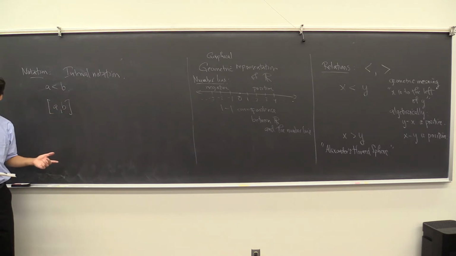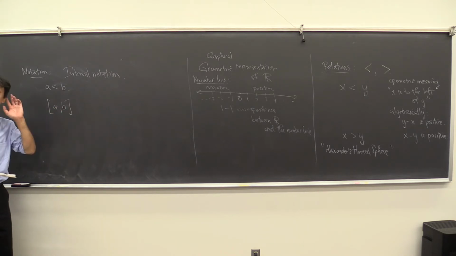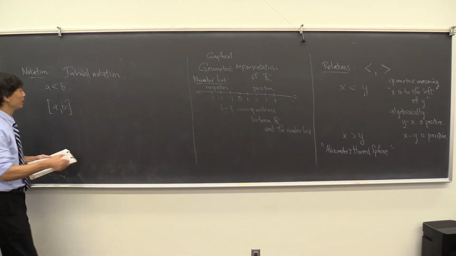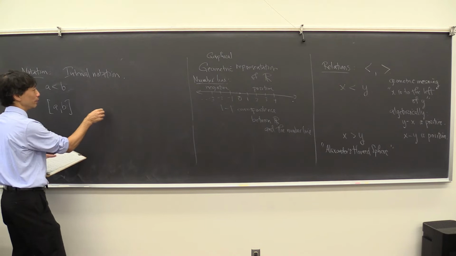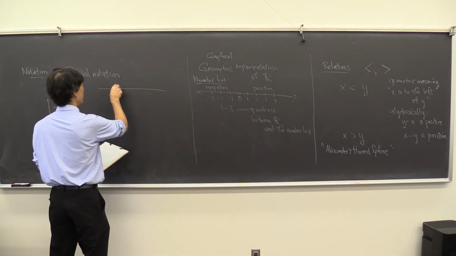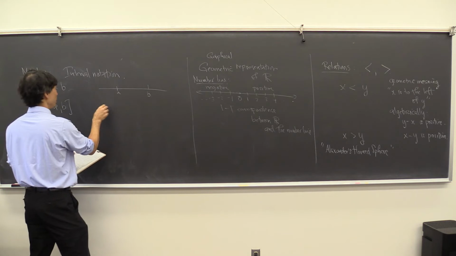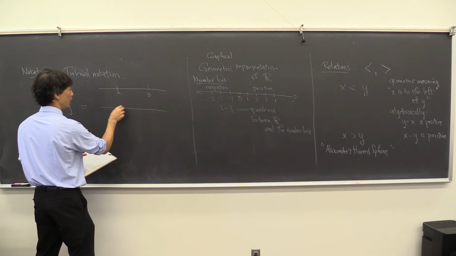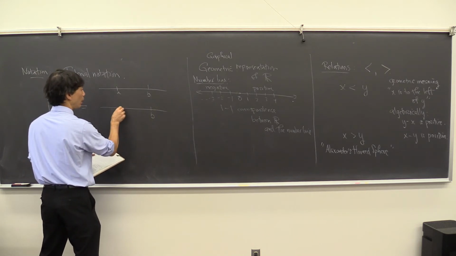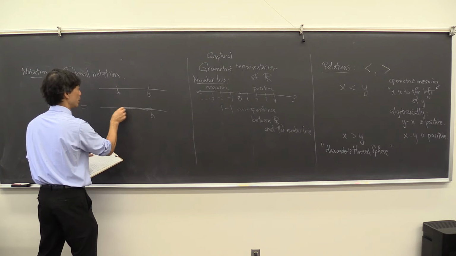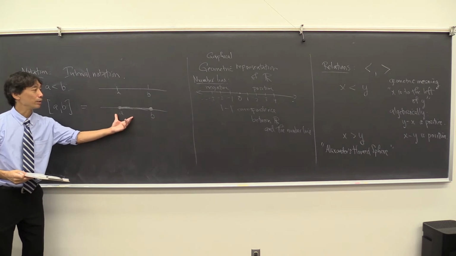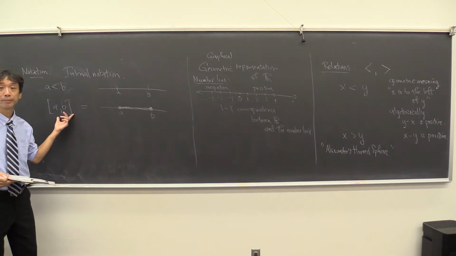Yes, Isa. That it includes a and b. What includes a and b? The interval. So this describes an interval. Let's say that a is here and b is here. It means all numbers between a and b, but also including a and also including b. So this is geometrically what this notation means.